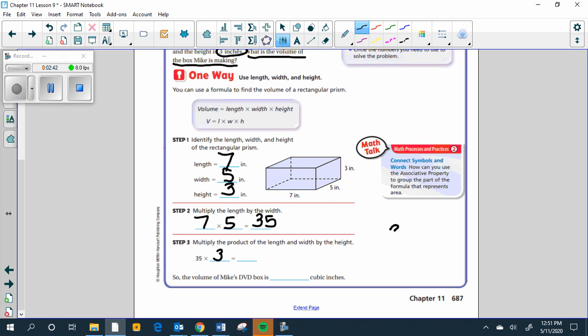If we multiply that out, it should be, I think, 105. Yep, that looks good. And because these are inches and we're talking about volume, the label will be cubic inches. So we should have 105 cubic inches.